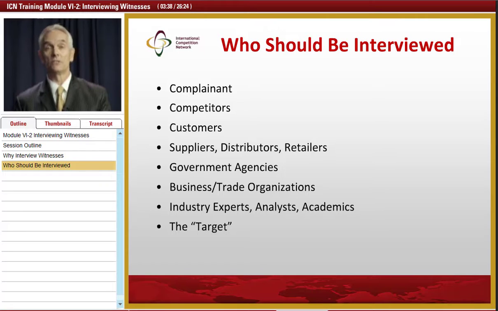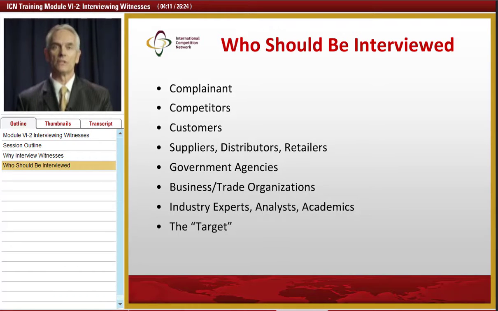Suppliers, distributors, and retailers, obviously they can also be customers and can be very helpful, helping you understand demand conditions in the marketplace and entry issues. Government agencies are useful witnesses to talk to, and they can be useful for two purposes. First of all, as regulators, they may have information that's useful to you to help you understand an industry and understand the competitive dynamics in an industry. Government agencies also can be purchasers and customers, so you might want to think about talking to various government agencies to get information from them.